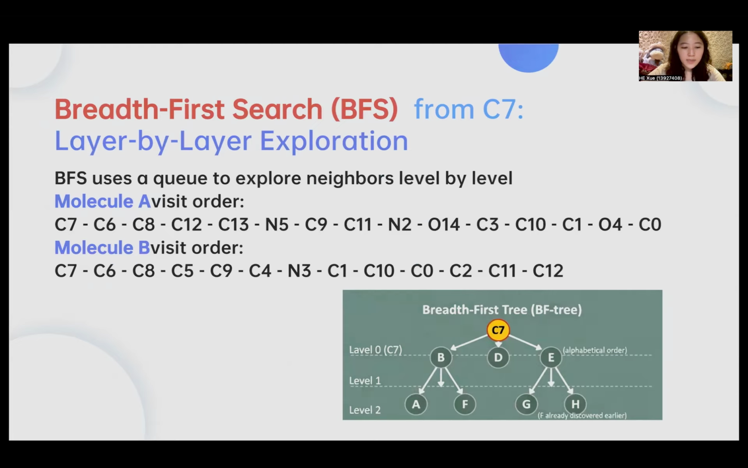And now let's look at the algorithm results. BFS explores the graph layer by layer using a queue. Starting from C7, it visits all direct neighbors first and then their neighbors, and so on. Here is the visit order of molecules A and B using BFS.